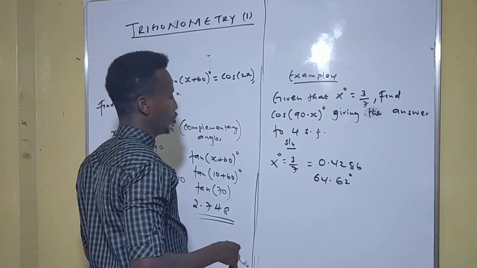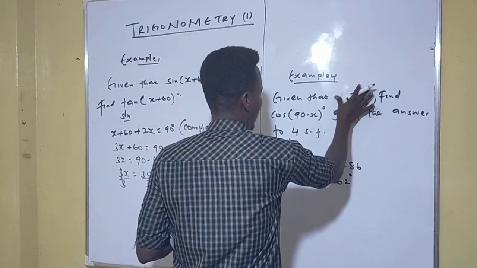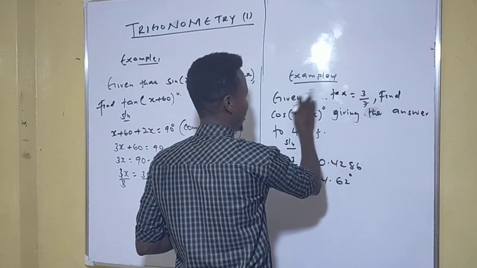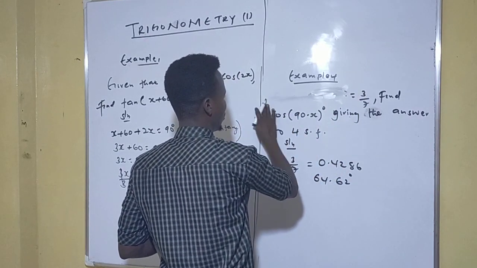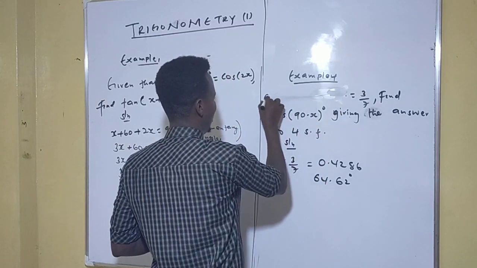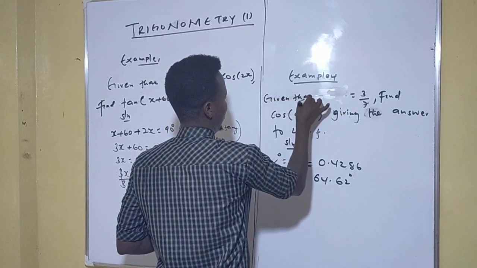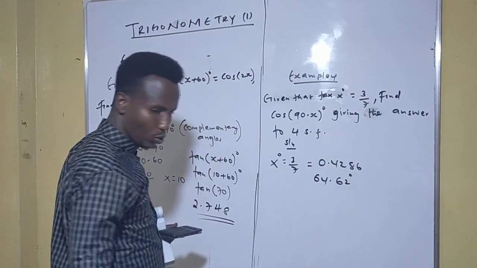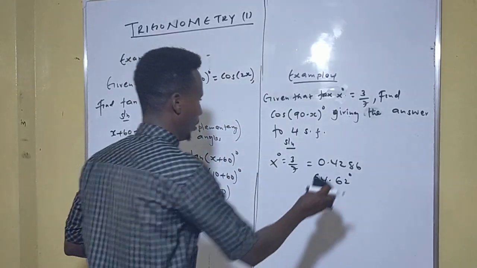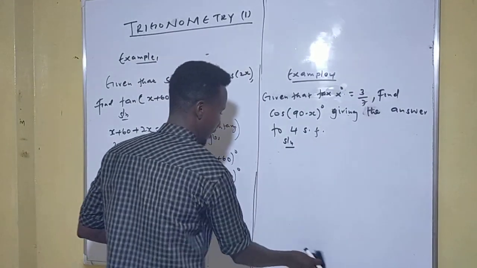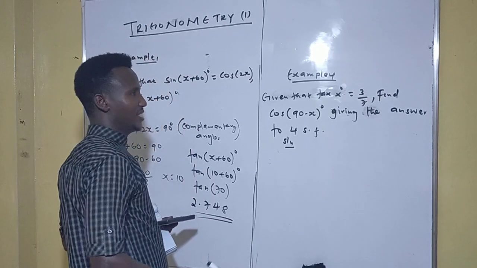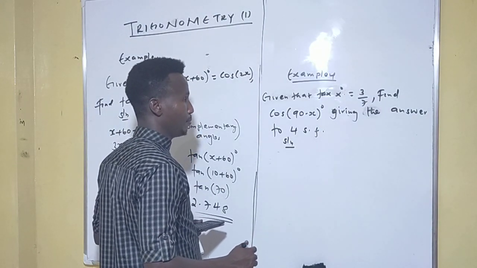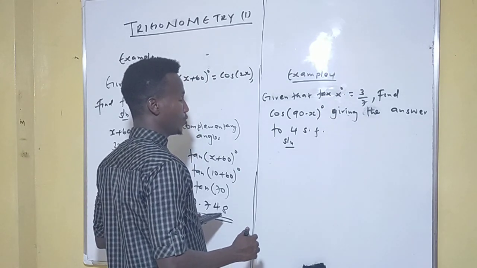You are told, find cos... sorry, here we have tan x, I apologize. Given that tan x degrees is equal to this one. So what are we going to do? Sorry, I apologize, I had forgotten that one. So it will make complete sense now. You are told given that tan x is equal to 3 out of 7, find cos of (90 minus x), giving the answer to 4 significant figures.